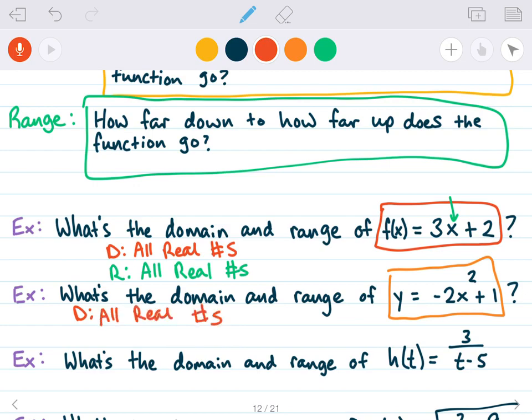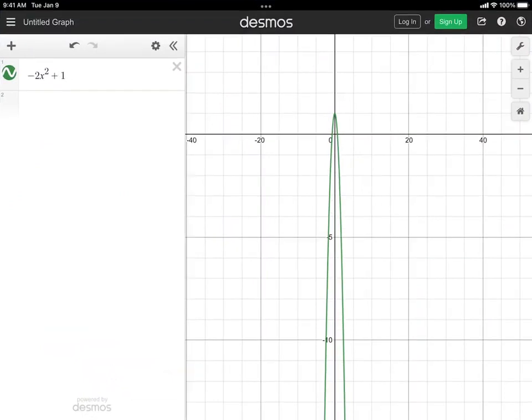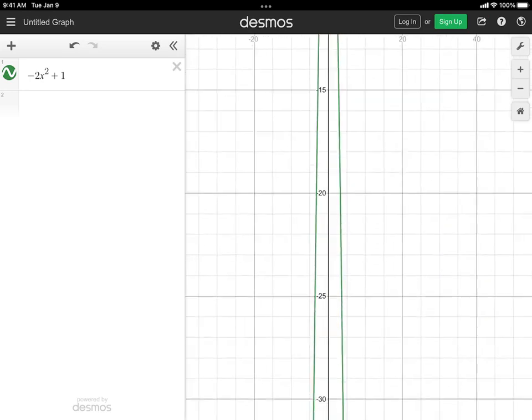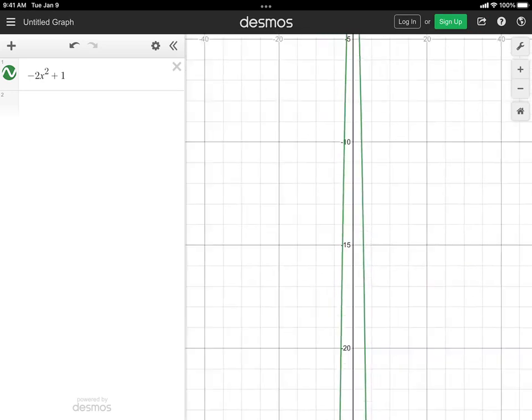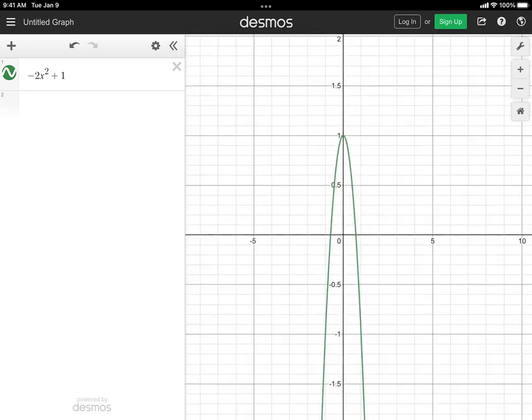But the range is going to be different because, remember, the range is how far down does this thing go to how far up does it go? Well, it goes down indefinitely, right? We can just keep scrolling and it goes down forever and ever and ever. However, it does not go up forever. It stops, and if we click this little point at the very top of the mountain here, it stops at y equals 1. That's our highest output value.